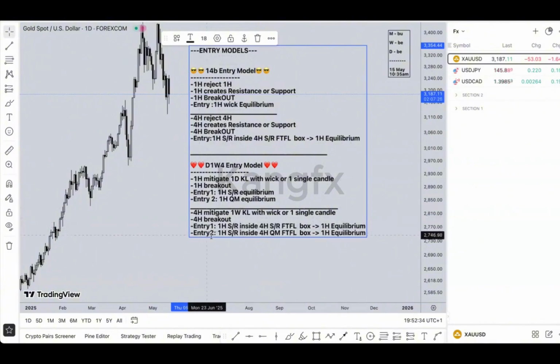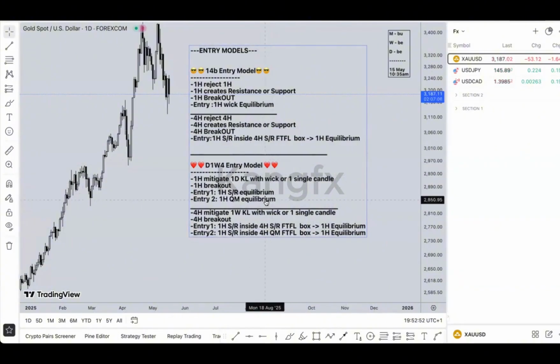The second type of entry is going to come from the 4 hour QM, which is going to be our FTFL box. Then we move down to 1 hour to get STFL. When we get the STFL on 1 hour, then we use the equilibrium from 1 hour. So that's simply how to use it.